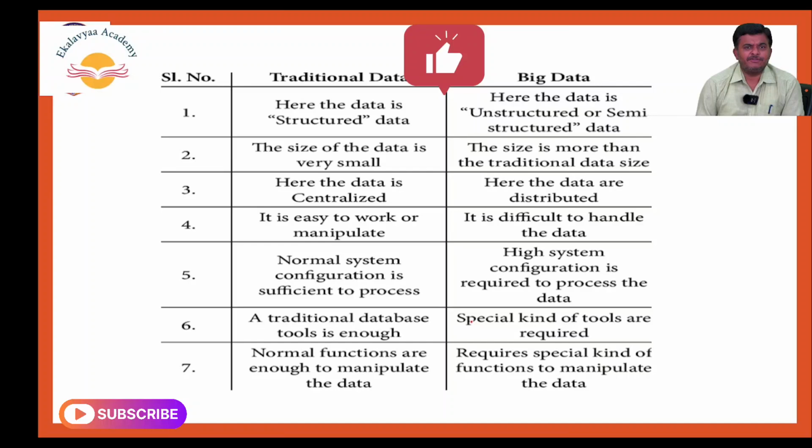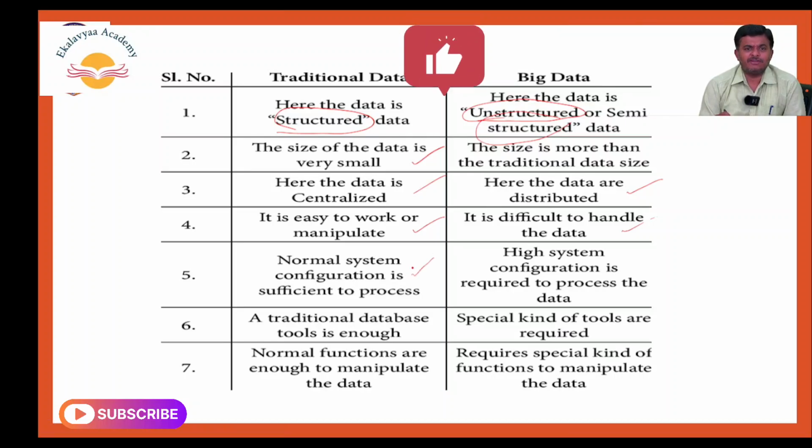Now a comparison between traditional data and big data. In traditional data, most of the time we'll see structured data, whereas in big data we'll see unstructured and semi-structured data. The size of traditional data is very small compared to big data. In traditional data, the data is centralized, whereas big data is distributed. Traditional data is easy to work with and manipulate, while big data is difficult to handle.